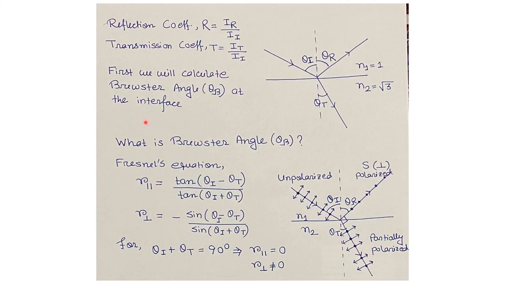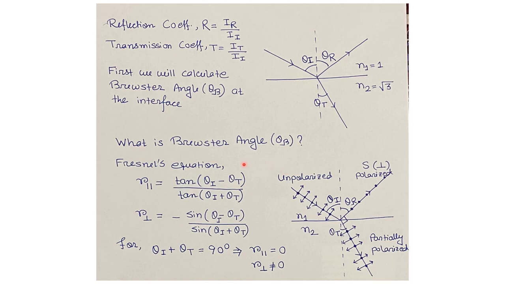Now we will first calculate the Brewster angle theta B at the interface. First let us discuss what the Brewster angle theta B is. Brewster angle theta B is basically the angle of incidence of an unpolarized light on an interface such that the reflected light will have only the component of S polarized light. That is, the reflected light will have electric field only in the perpendicular direction of the plane of incidence. There will be no component with the electric field parallel to the plane of incidence. That is, P polarized light will not be there.